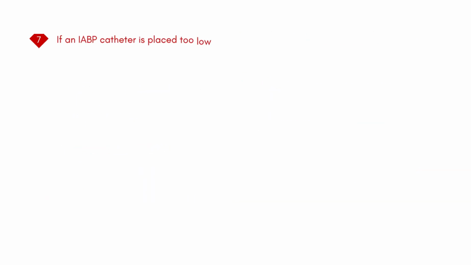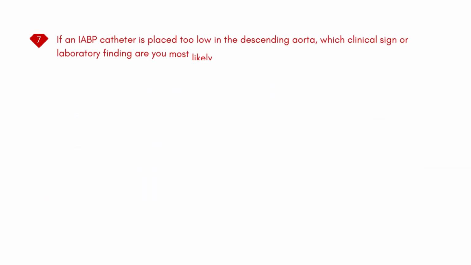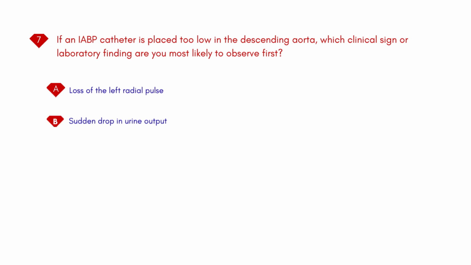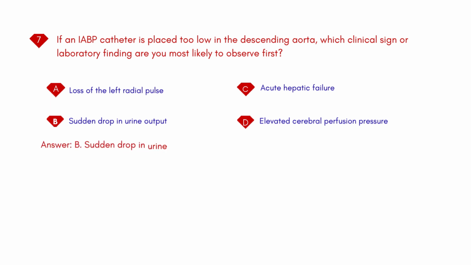If an IABP catheter is placed too low in the descending aorta, which clinical sign or laboratory finding are you most likely to observe first? A. Loss of the left radial pulse. B. Sudden drop in urine output. C. Acute hepatic failure. D. Elevated cerebral perfusion pressure. Answer: B. Sudden drop in urine output.